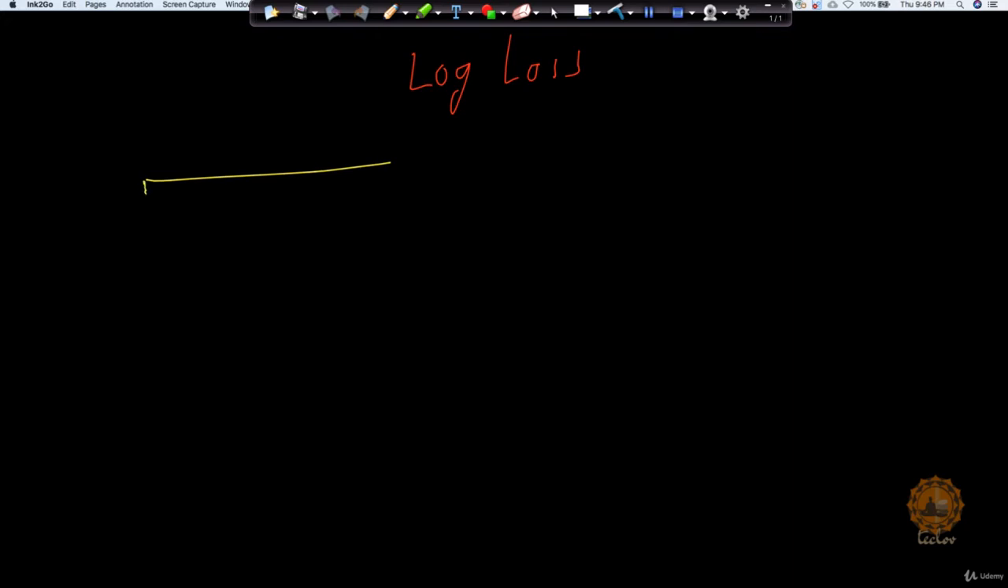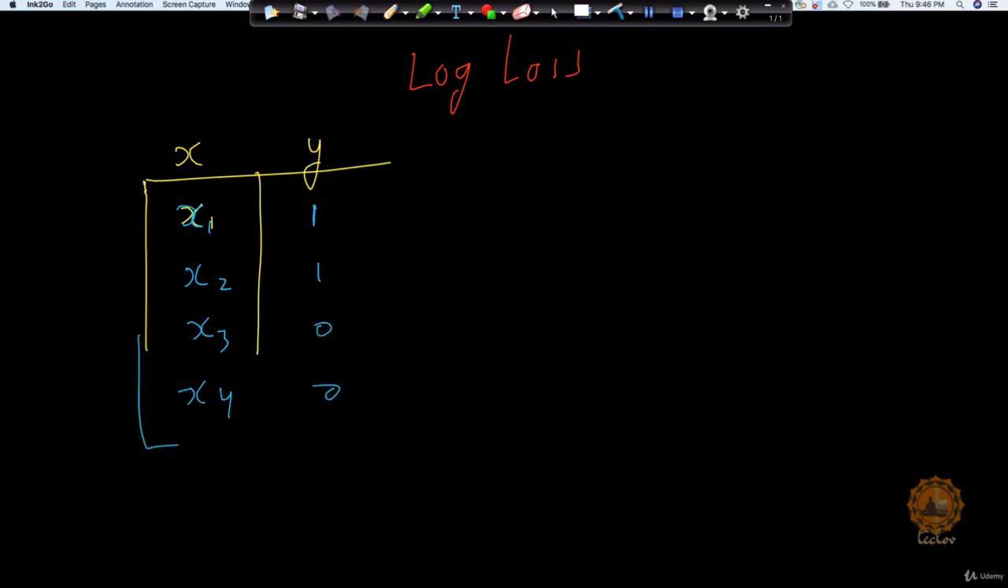Okay. So let's say I have input X. Okay. And I do have the output Y, and let's assume that this is a binary classification problem. So let's say for my input X, there is X1. In fact, let me mark it with a different color. And let's say my original output for this is 1. X2, this is also 1. X3, this is 0. X4, this is 0. Let's say these are my outputs.